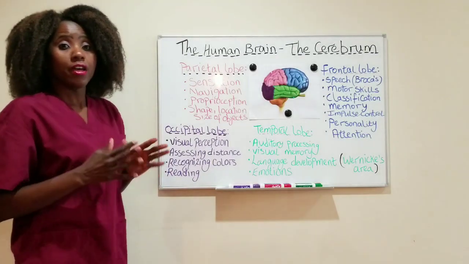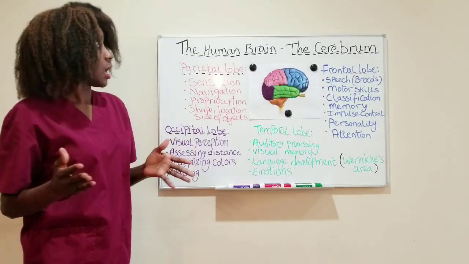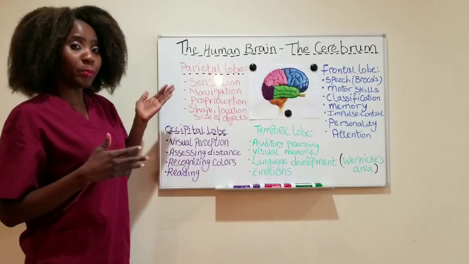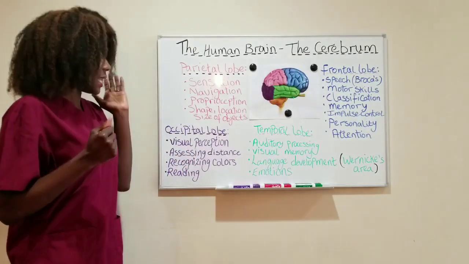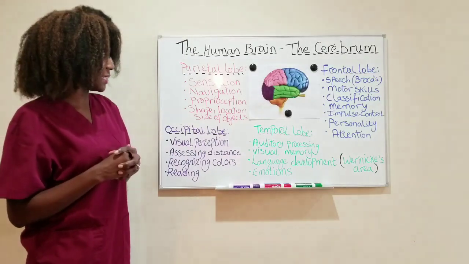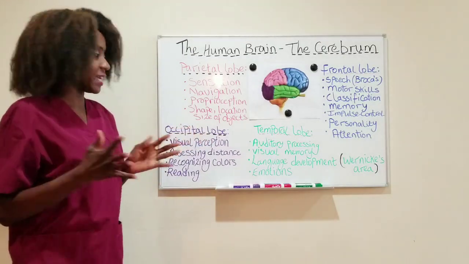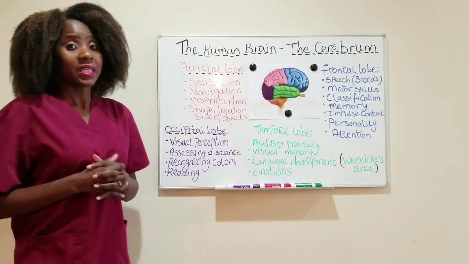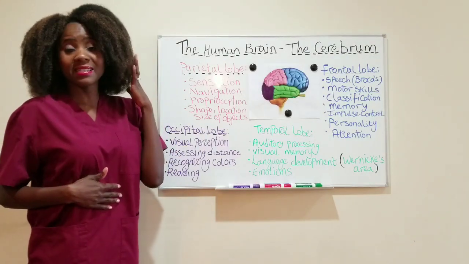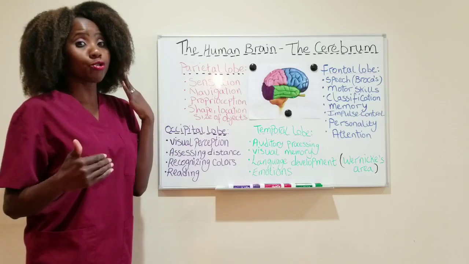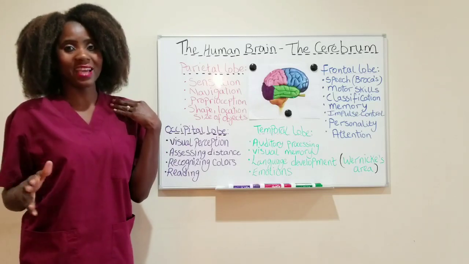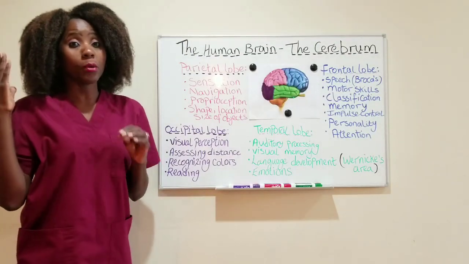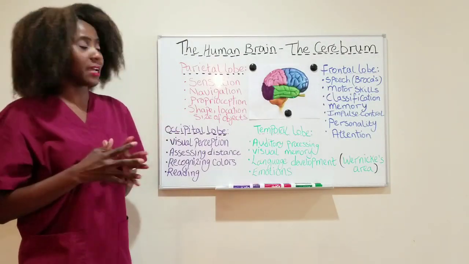And of course, the lobes all come in pairs. So there's a left frontal lobe and a right frontal lobe. Left parietal, right parietal. Left occipital, right occipital. Left temporal and right temporal. And something that's very interesting is that the left side of the brain controls motor actions on the right side of the body, and the right side of the brain controls motor actions on the left side of the body.